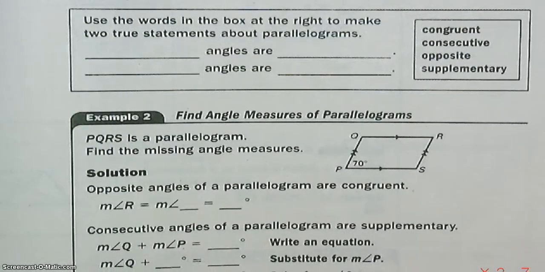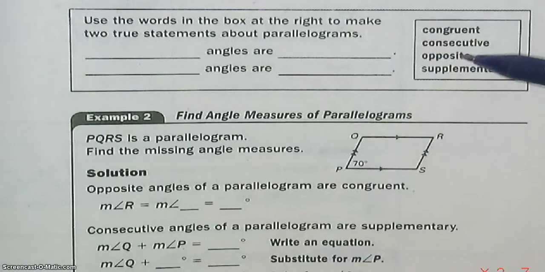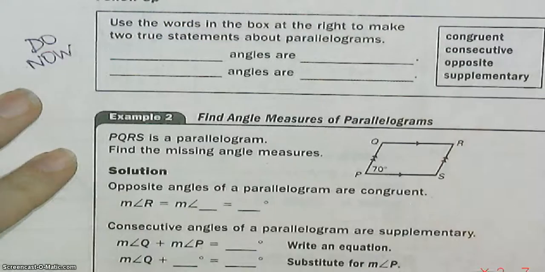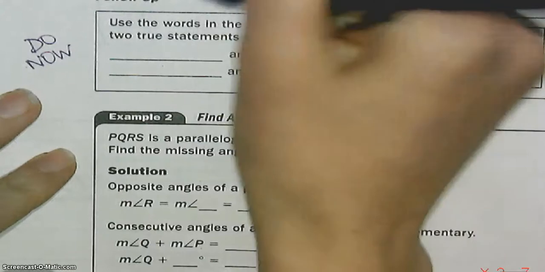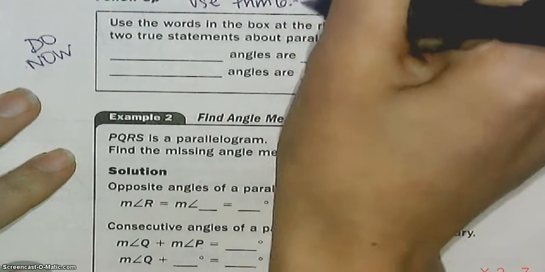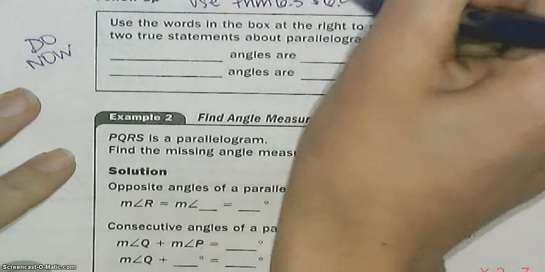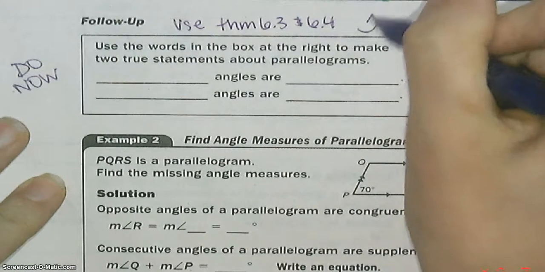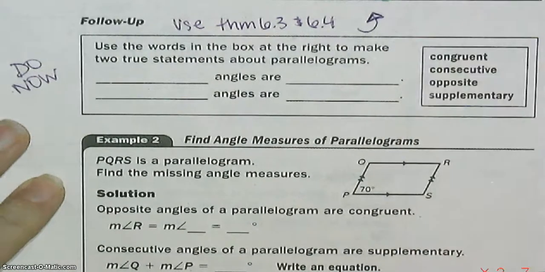Follow-up. Use the words in the box at the right to make 2 true statements. Congruent, consecutive, opposite, and supplementary. I want you to do this now. All right, you're going to use Theorem 6.3 and 6.4, which are right above. Use those theorems to fill in these blanks.